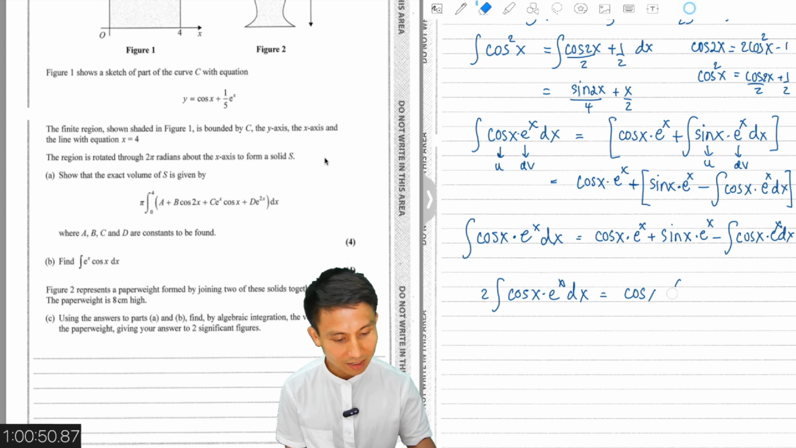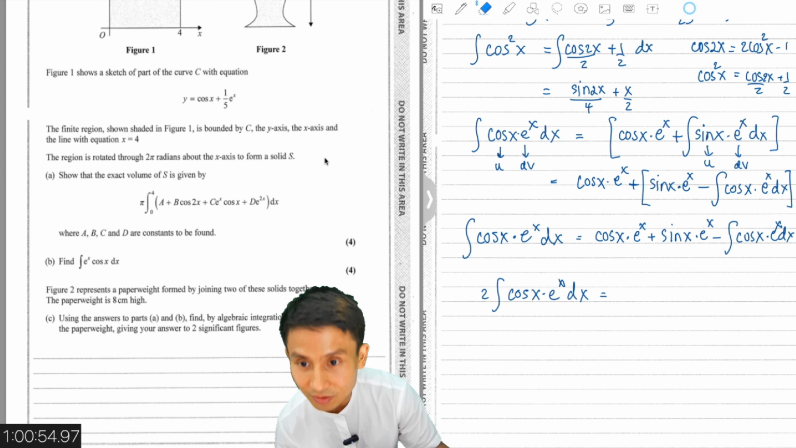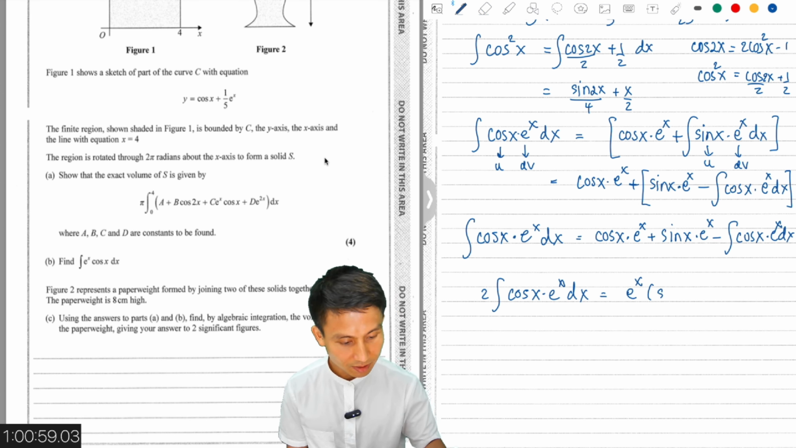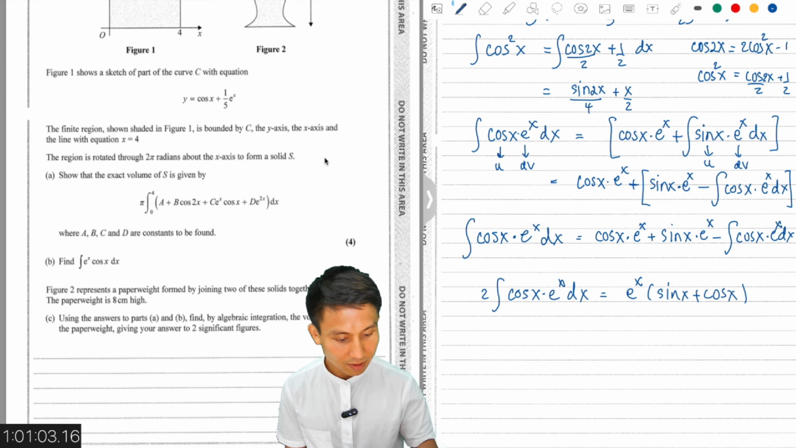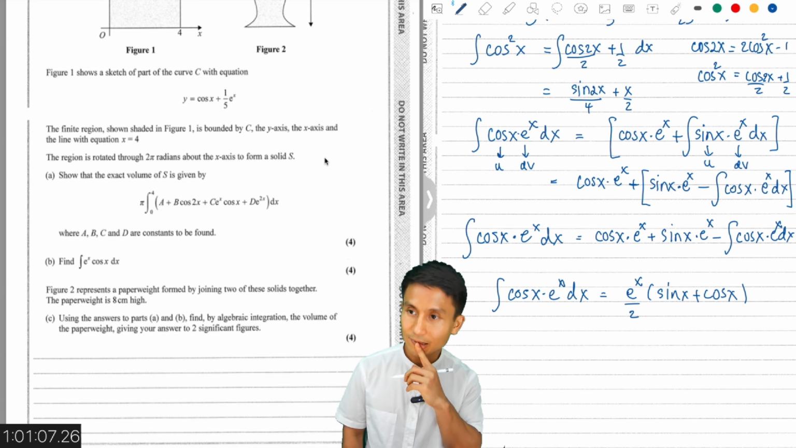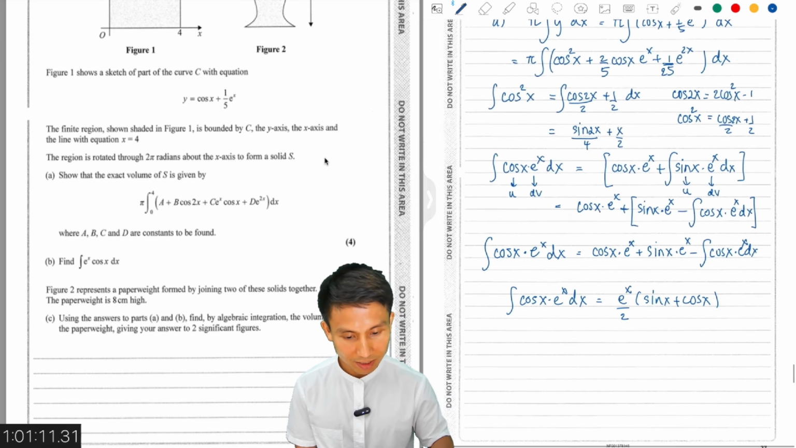So for the right-hand side, I'm just going to factorize that out. Maybe e to the x, sine x plus cos x here. And then that divide by 2, okay, to get just that. Okay, so I think I got that already. I'm going to put everything back in.